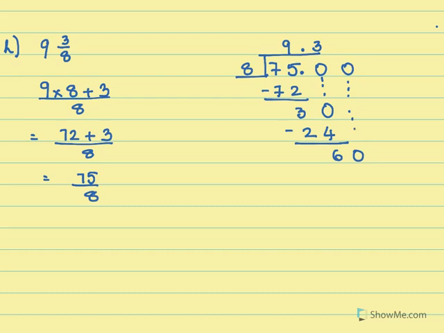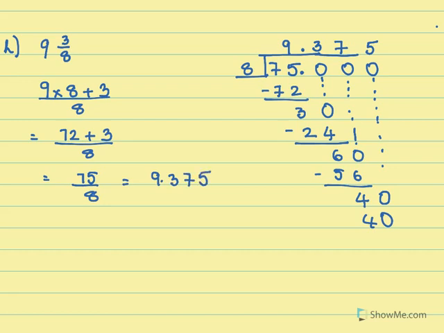Here the 0 is here, so we have 60, and 8 sevens are 56. On subtraction 4. So this 0 again will come down here, and you will have 8 fives are 40. So the answer here is 9.375. It is a terminating decimal, because the division gets complete. Terminating decimal.